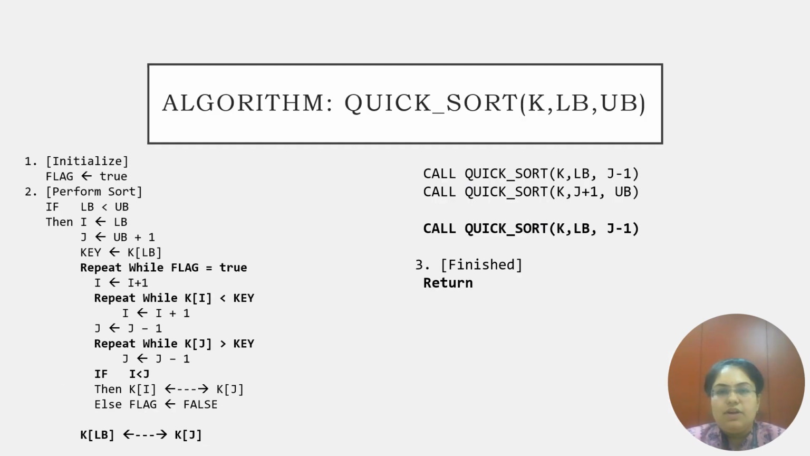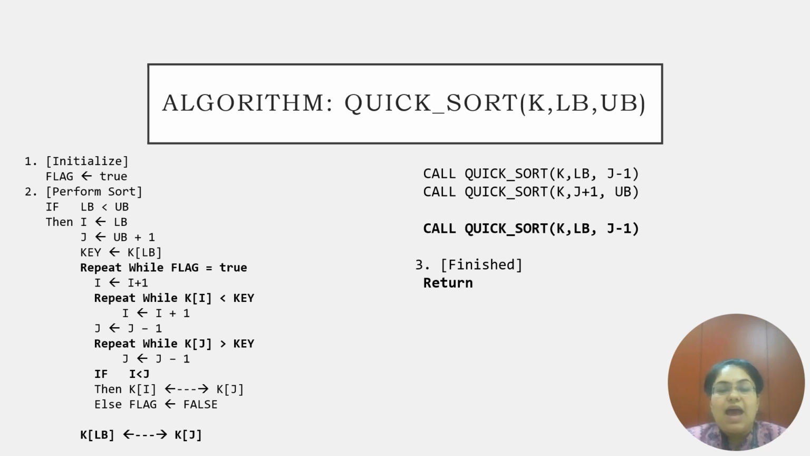So whatever we have done in the previous example has been described over here in the form of an algorithm. What we can do is call the quick sort algorithm recursively for each iteration, where the lower bound starts where it is located and the upper bound will be j minus 1. Similarly, we can call the quick sort algorithm recursively where the lower bound starts at j plus 1 and the upper bound stays where it is located.